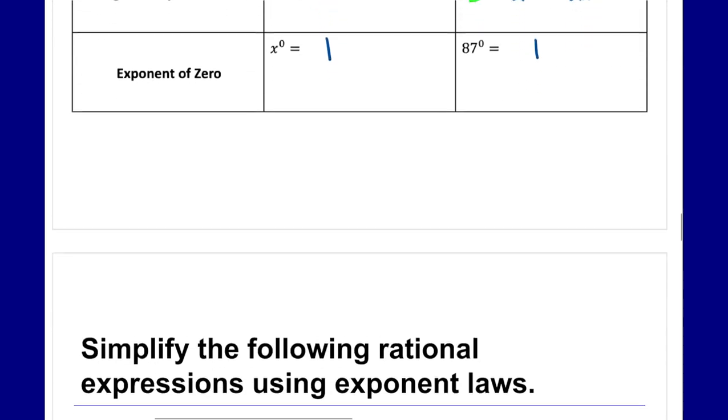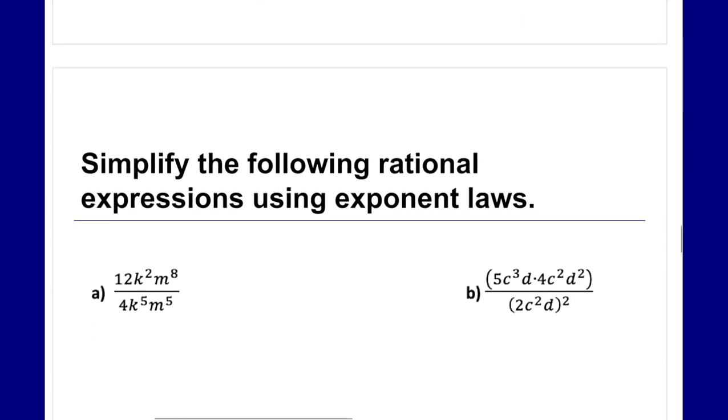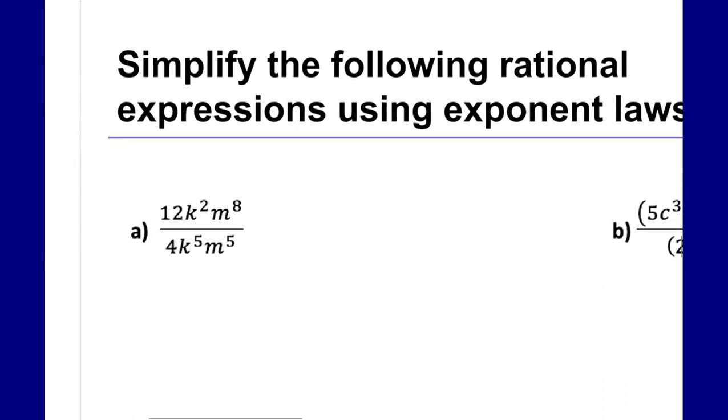So let's look through a couple of examples where we simplify the following expressions using exponent laws. So 12k squared m to the power of 8 divided by 4k to the power of 5 m to the power of 5. I'm going to focus on parts that are similar. So I'm going to focus on my coefficients, my k's, and my m's. I'm going to focus on them individually.